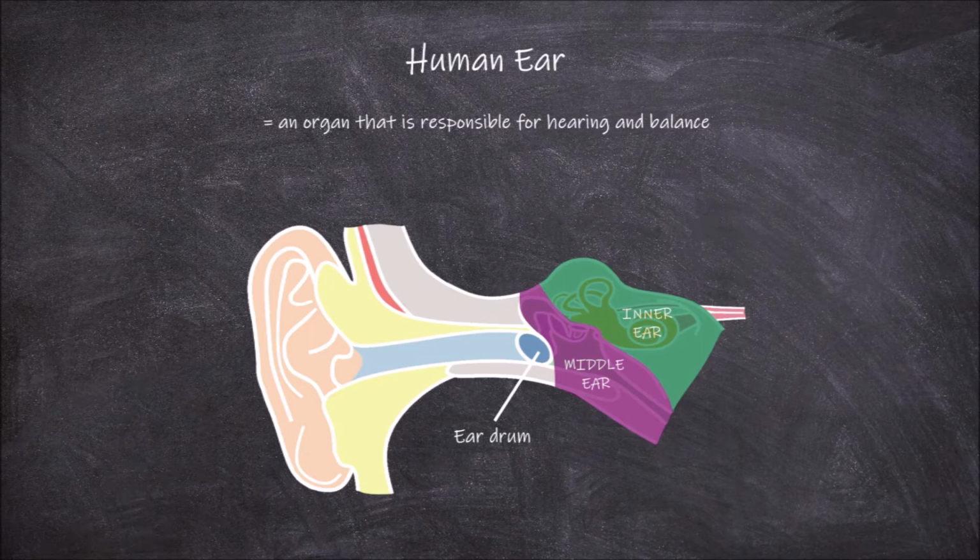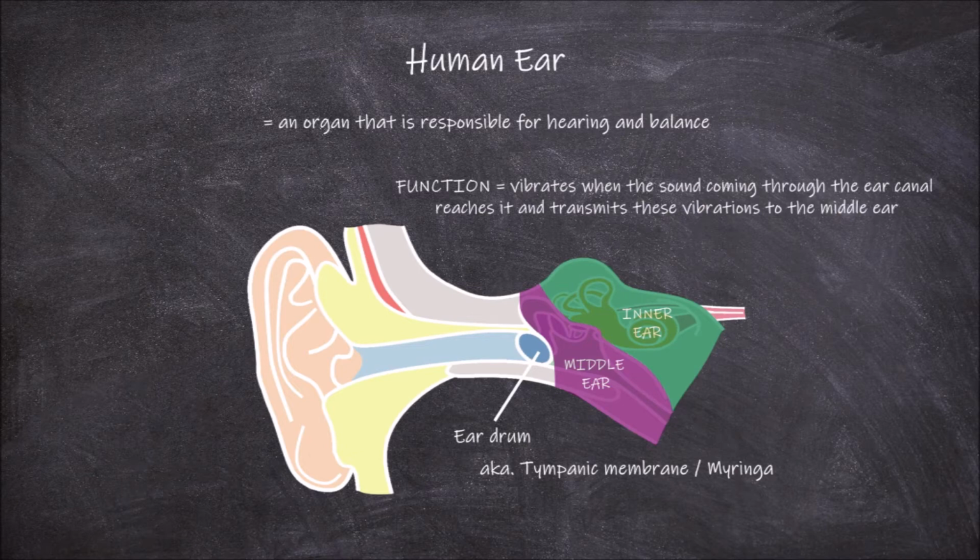The eardrum, also known as the tympanic membrane or the myringa, is a membrane that separates the ear canal and the middle ear. This membrane's function is that it vibrates when the sound coming through the ear canal reaches it and transmits these vibrations to the middle ear.